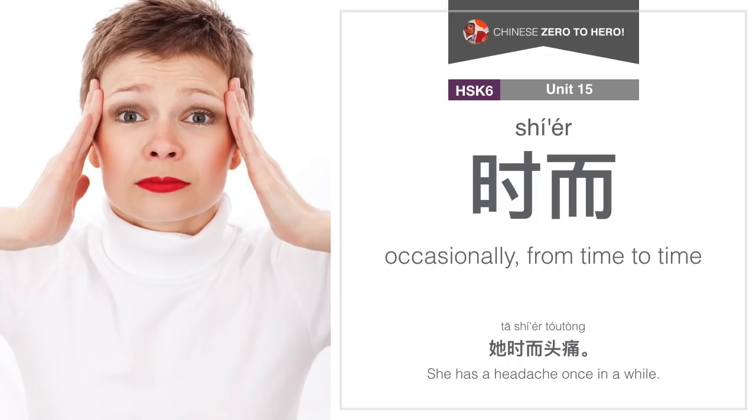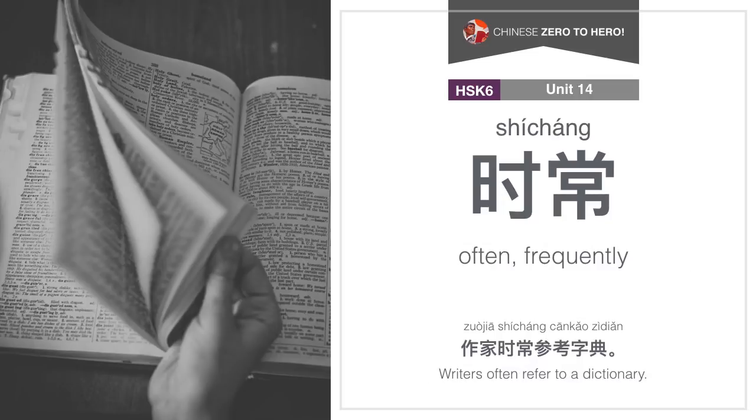In HSK 6, we also learned 时而 meaning occasionally or from time to time, similar to 不时。她时而头痛 She has a headache once in a while. In HSK 6, we also learned 时常 meaning often or frequently. 作家时常参考字典 Writers often refer to a dictionary.